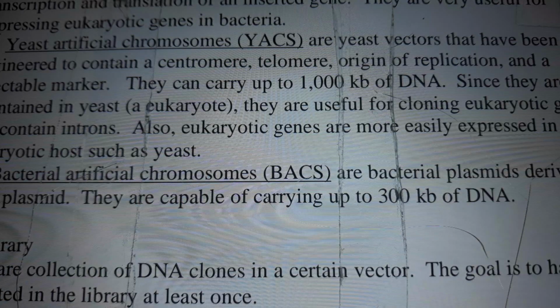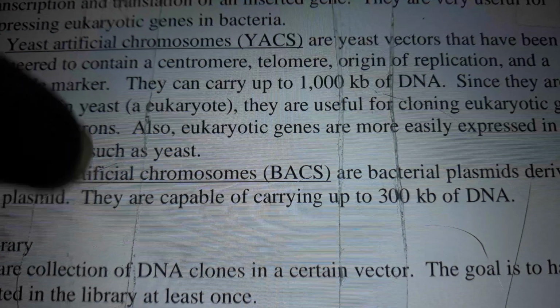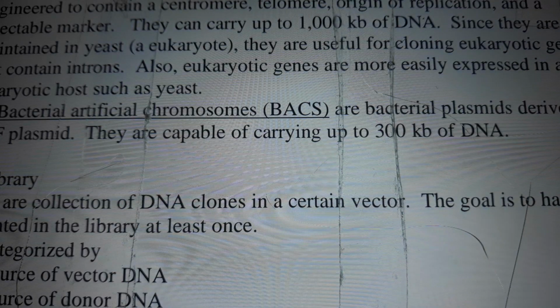6. Yeast artificial chromosomes, YACs, are yeast vectors that have been engineered to contain a centromere, telomere, a region of replication, and a selectable marker. They can carry up to 1,000 kb of DNA. Since they are maintained in yeast, a eukaryote, they are useful for cloning eukaryotic genes that contain introns. Also, eukaryotic genes are more easily expressed in a eukaryotic host such as yeast.